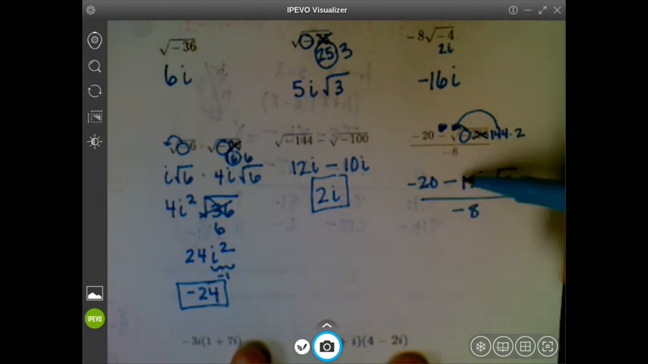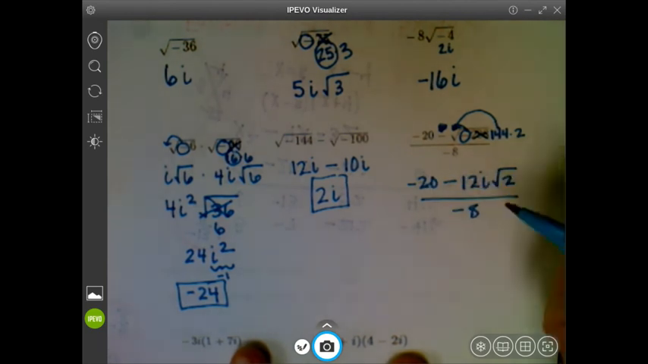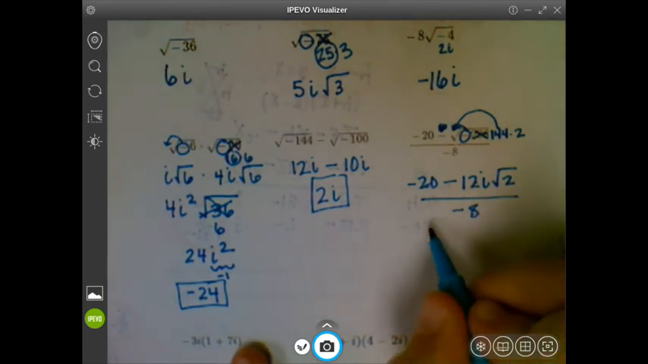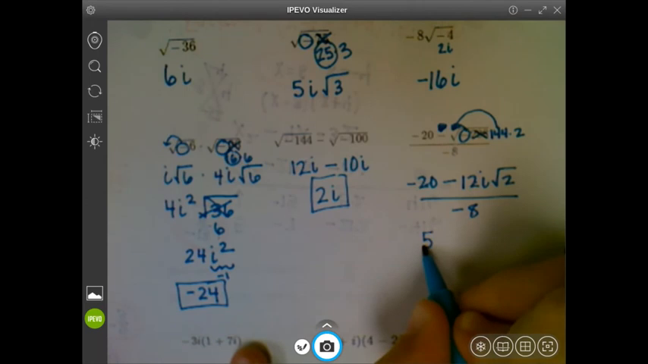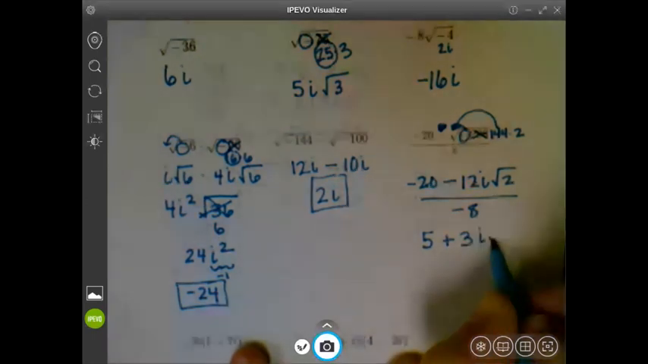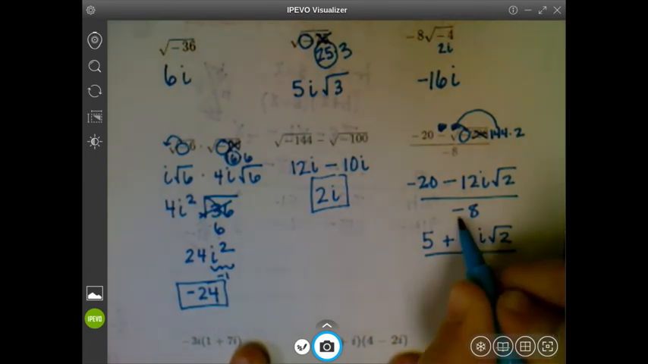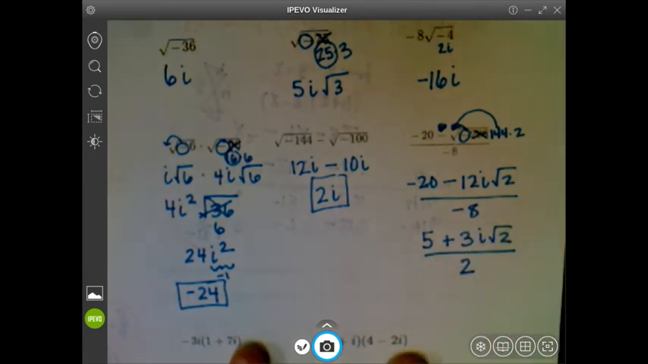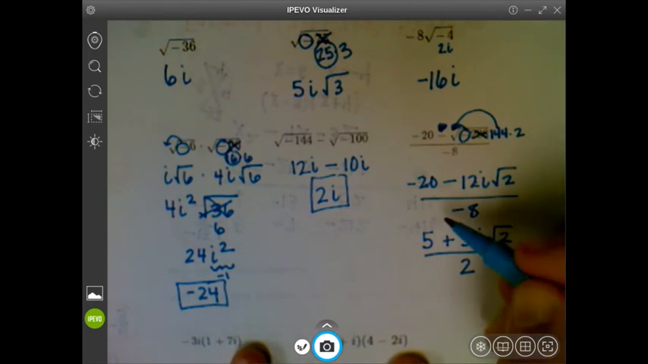But those all have a 4 in them. So I'm going to take out not just a 4, but a negative 4, because that's going to make these signs look a little bit nicer. So that'll be a positive 5, positive 3i square root of 2, and then positive 2. So I divided all of those by negative 4.